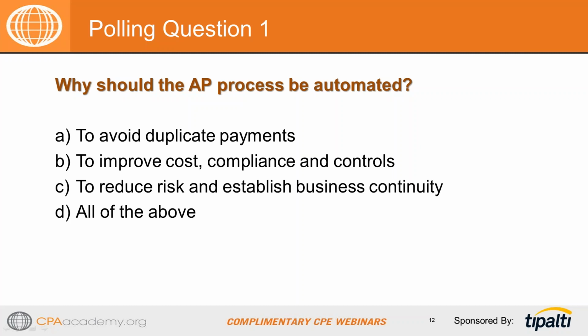Okay, so the clear winner is all of the above. That's about 90% that answered that letter D. And obviously, if we automate AP, we're not totally reducing or alleviating, but we're avoiding duplicate payments, we're improving cost controls and compliance, and we're reducing risk, and we're establishing business continuity. So I love that everybody was paying attention, at least to the last couple of slides. So thank you for that.